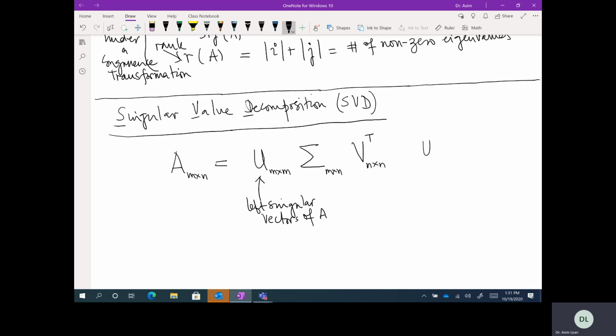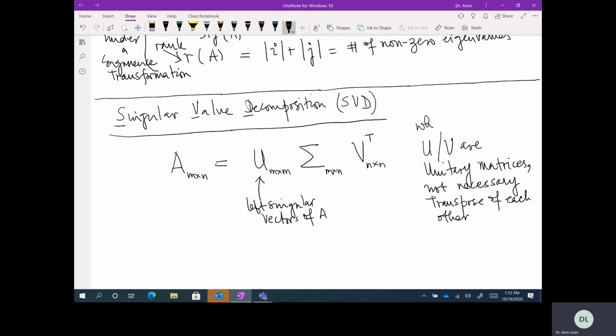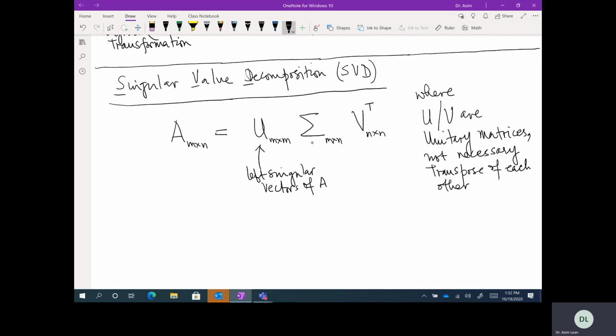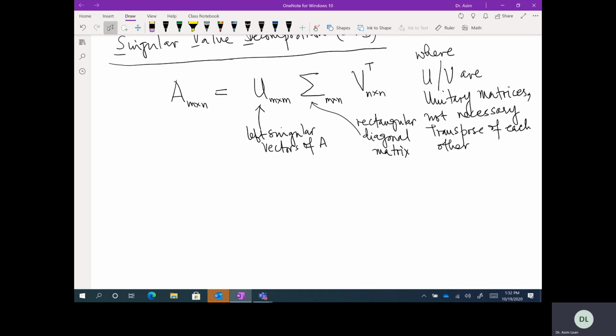Both U and V are unitary matrices, not necessarily transposes of each other, where U and V are unitary, and sigma is a rectangular diagonal matrix.